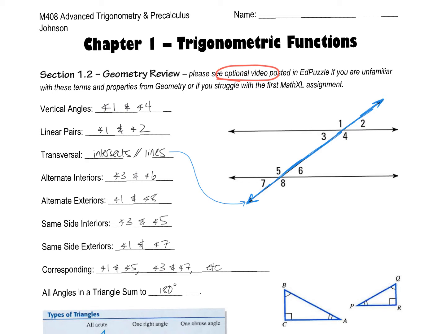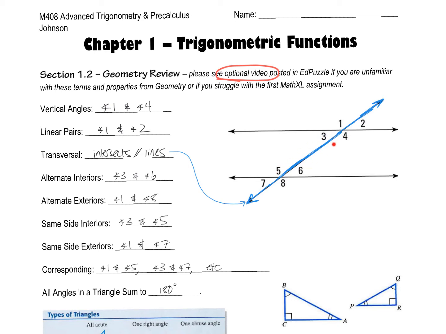What I forgot to say about same side interiors and same side exteriors, just in case you forgot also, 3 and 5, do they look like they're equal? Angle 3 looks like an acute angle, and angle 5 looks like an obtuse angle. So they're definitely not equal, but they are supplementary. They add up to 180 degrees.